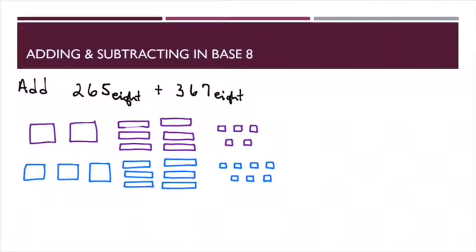So we know that 8 of anything needs to be combined to make 1 of the next place value. Here I have 1, 2, 3, 4, 5, 6, 7, 8 units. So I'll just circle those, and I'm going to put those 8 units together and make a long. Now I want to cross these out so I don't accidentally use them again.